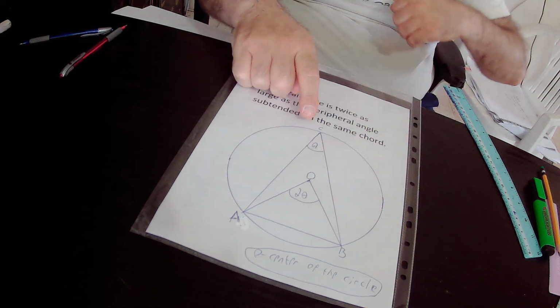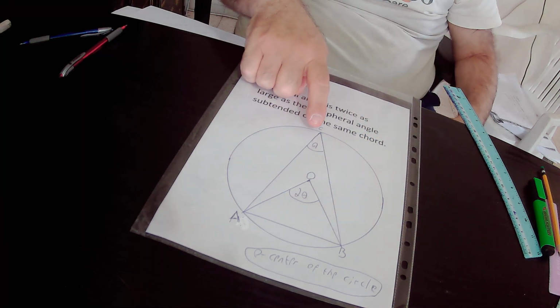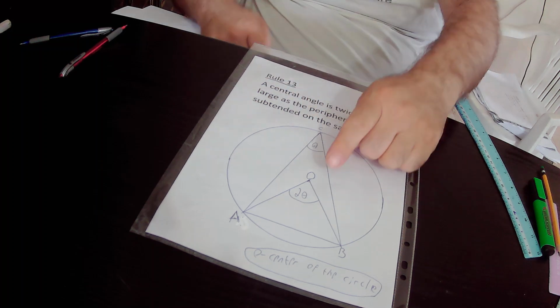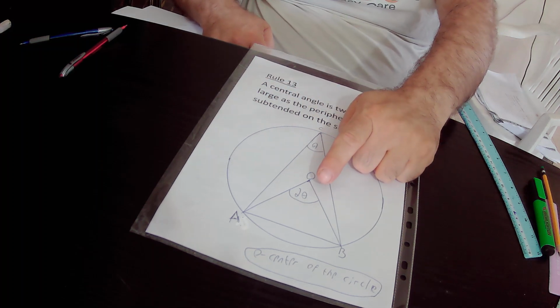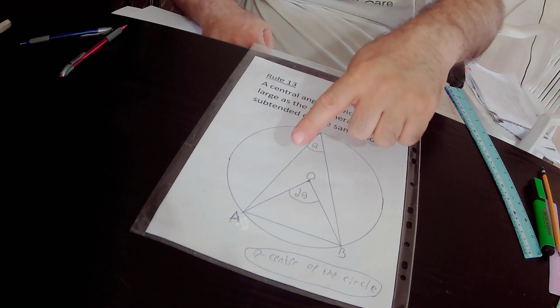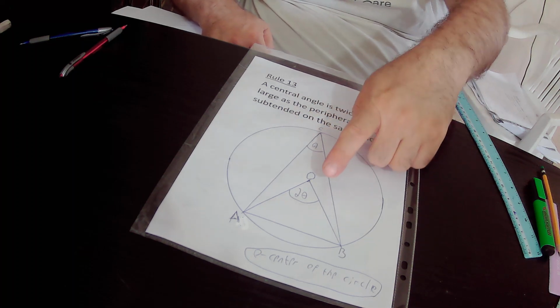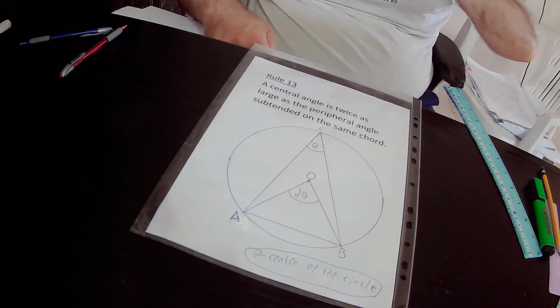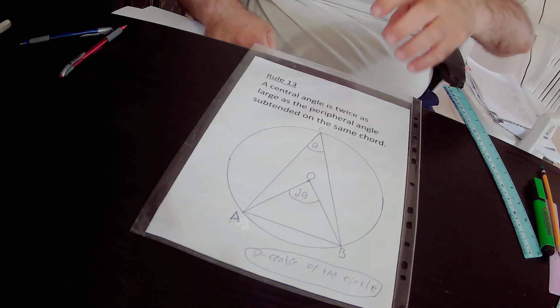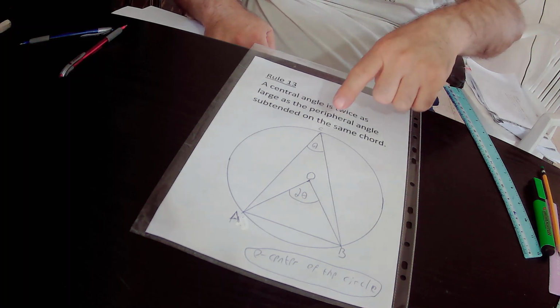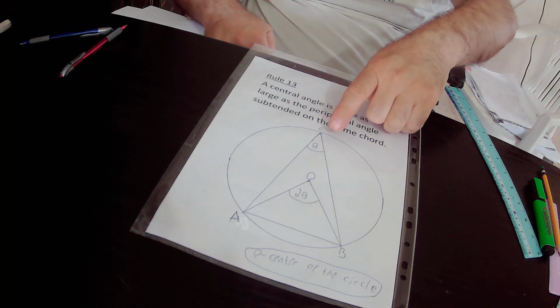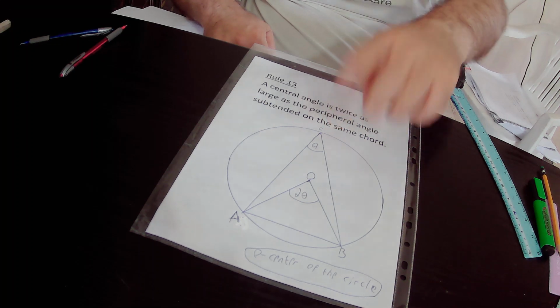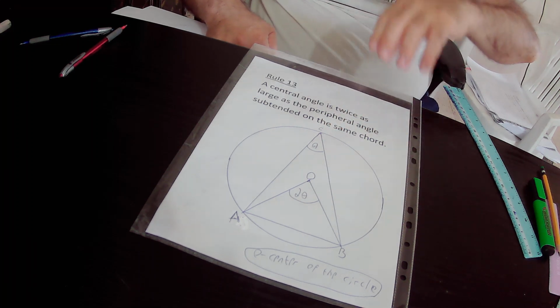The size of the peripheral angle ACB is theta, and therefore the size of this center angle AOB will be equal to 2 theta. So the center angle will always be twice as large as the peripheral angle subtended on the same chord. So we can implement rule 13 in our drawing.